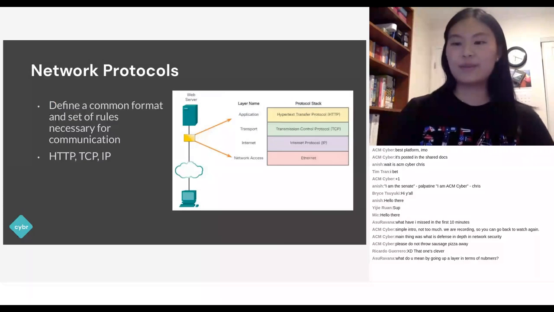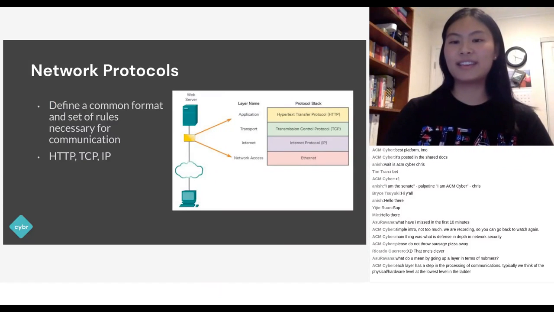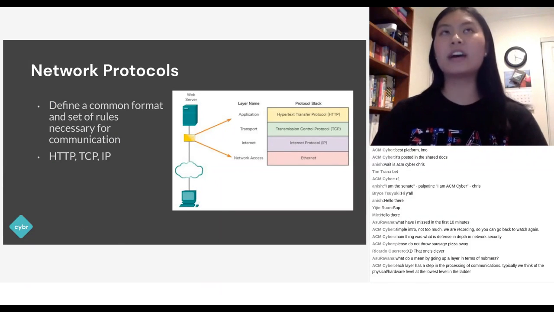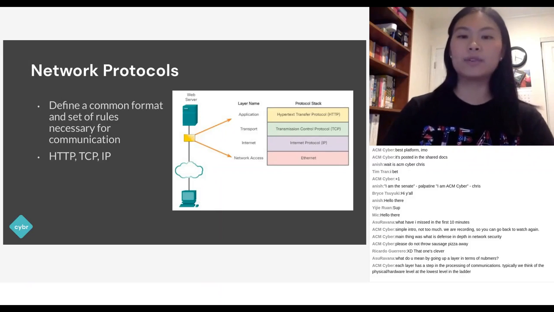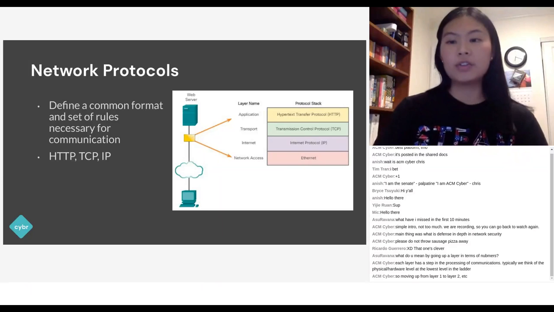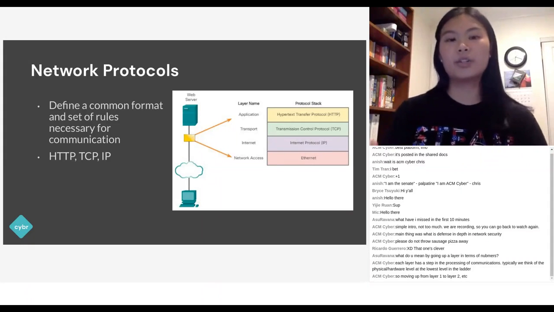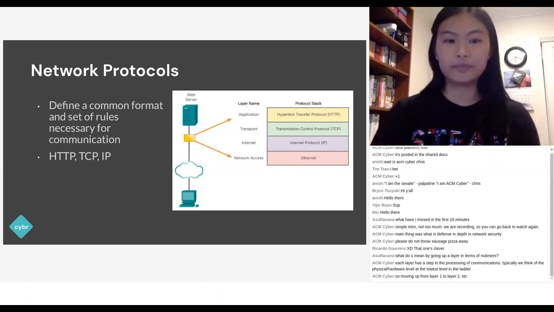Okay, network protocols. Those were the things that you saw in between, right? So network protocols, you can think of protocols as a set of rules that enable the communication to actually happen. A protocol suite would actually be a group of interrelated protocols that are necessary to perform that communication function.